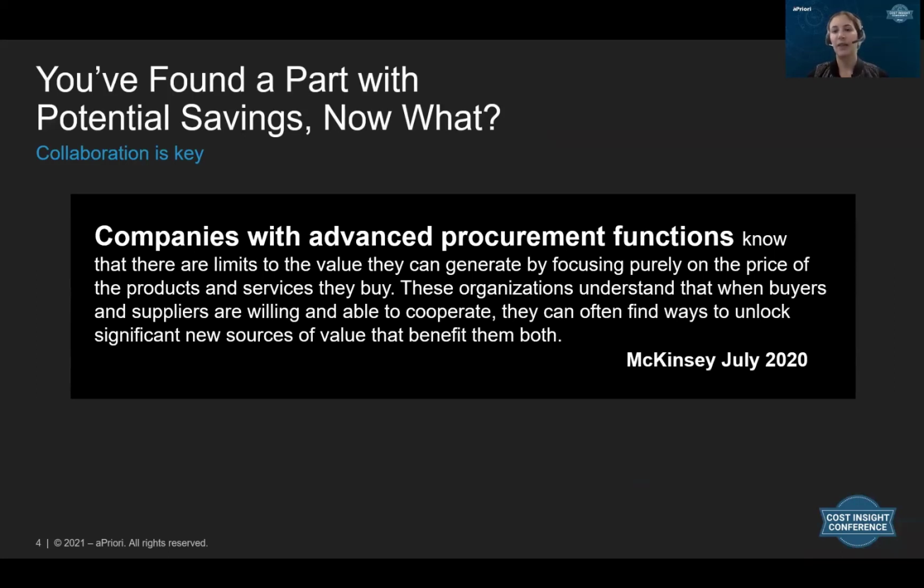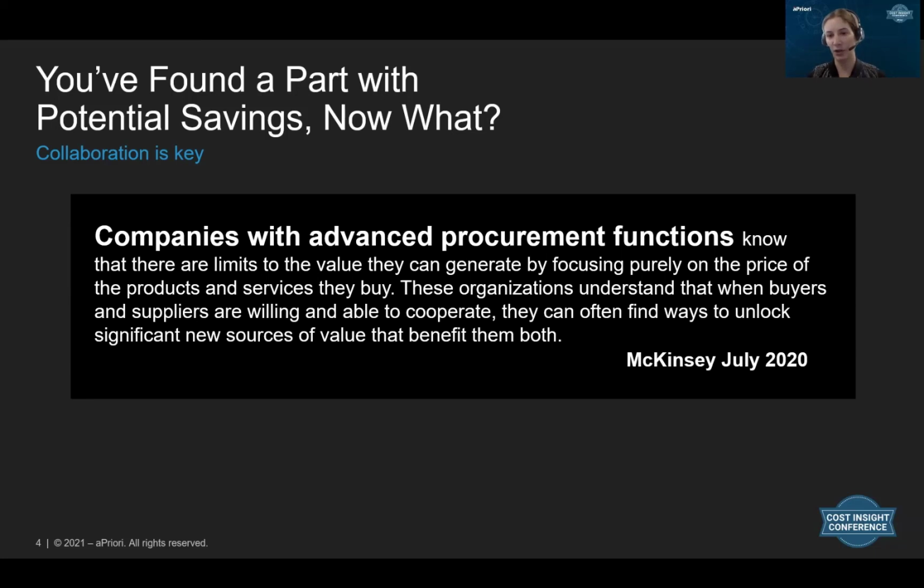Industry leaders recognize that there is a limit to the amount of savings that can be achieved by beating suppliers up on price alone. As this opening from a McKinsey article posted in July 2020 shows, companies unlock more savings if they find ways to unlock new sources of value that benefit both buyer and supplier. But finding those mutually beneficial savings is much easier said than done.